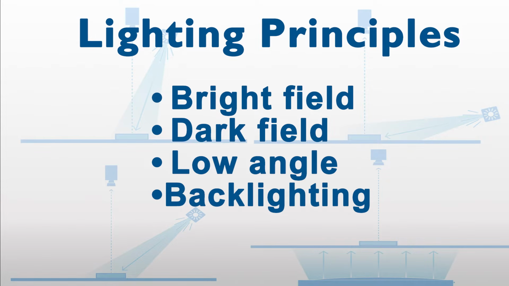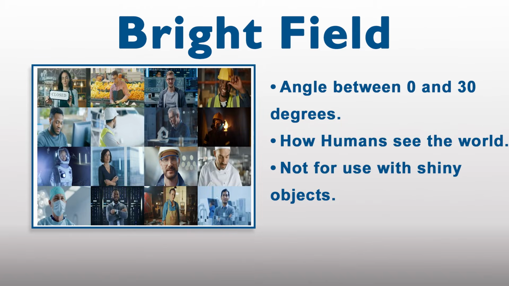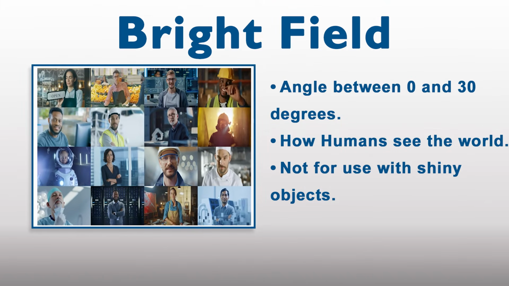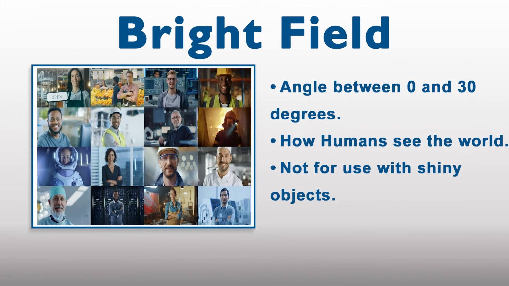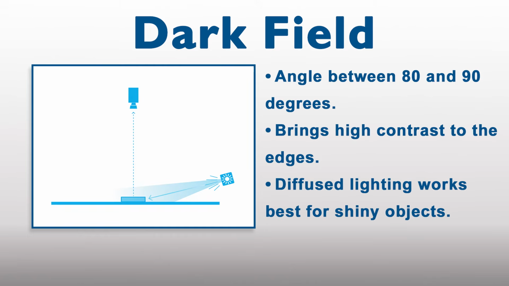and backlight. Bright field is an angle of incidence between 0 and 30 degrees and is the easiest for us to understand because it's how we, as humans, see the world. This isn't well suited for shiny objects. A dark field is an angle of incidence between 80 and 90 degrees. It will generally bring a high contrast to the edges.